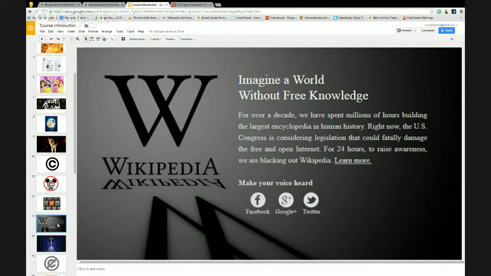Those bills were called SOPA and PIPA. In response, Wikipedia decided to have a blackout day. They turned off all of Wikipedia for 24 hours to help raise awareness for this issue. Anyone who tried to access an article would just see this page that you see now. It got a lot of people worried, wondering what would happen if Congress had the ability to determine what could be shared and how it could be shared. As a result, that bill didn't go through, and it's still awaiting consensus.